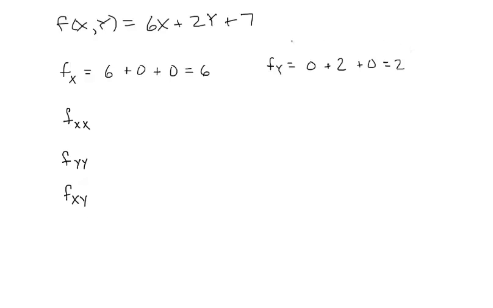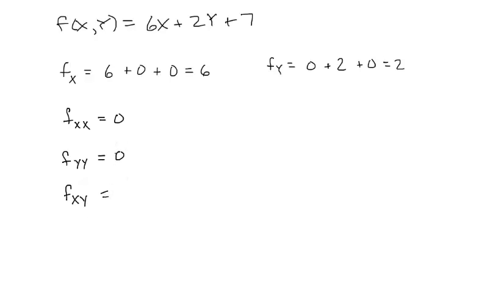In this first problem, f of x was equal to 6. So if we take the derivative again with respect to x, it's equal to 0. It's a constant, so it's going to be 0 regardless of what we're taking it with respect to. Same with f of y. We're taking the derivative with respect to y, which we've done here, which is equal to 2, and now we're taking the derivative with respect to y again, so we get 0.